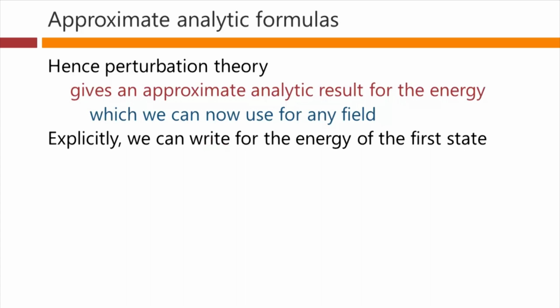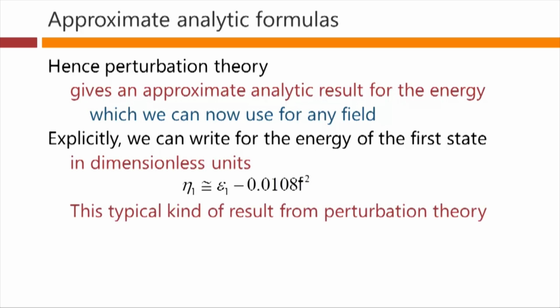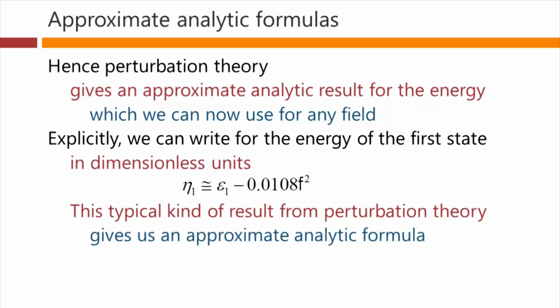Explicitly, we can write the energy for the first state in this approximation in our dimensionless units as this energy, eta1, is equal to approximately the original unperturbed energy eigenvalue minus 0.108 f squared. That's the number we get from just summing up the formula in the previous view graph. This typical kind of result of perturbation theory gives us, as we said, an approximate analytic formula now. And this is valid, presumably, for small perturbations.